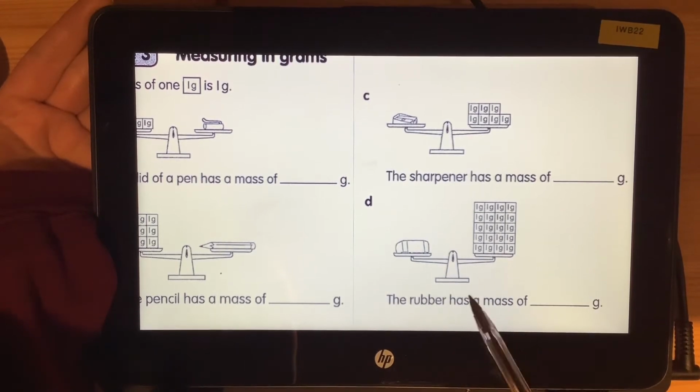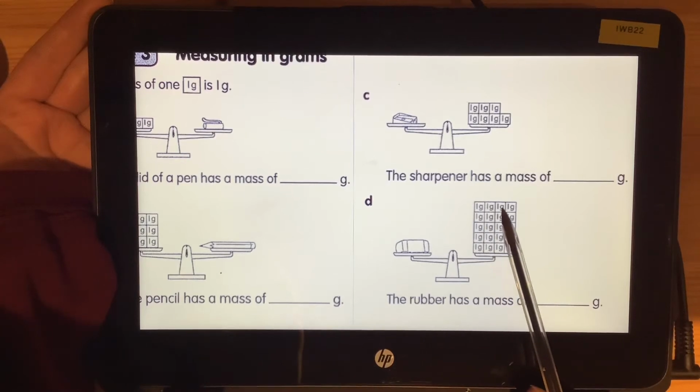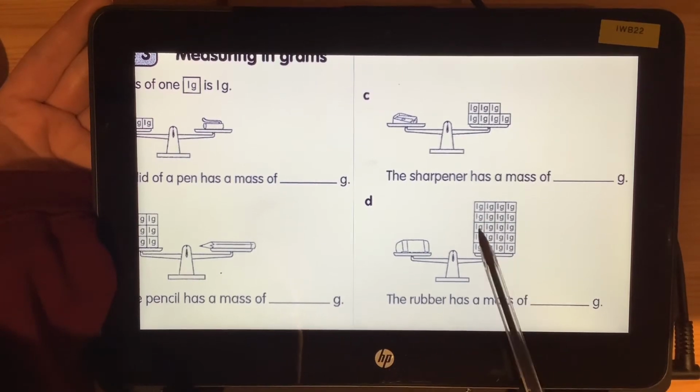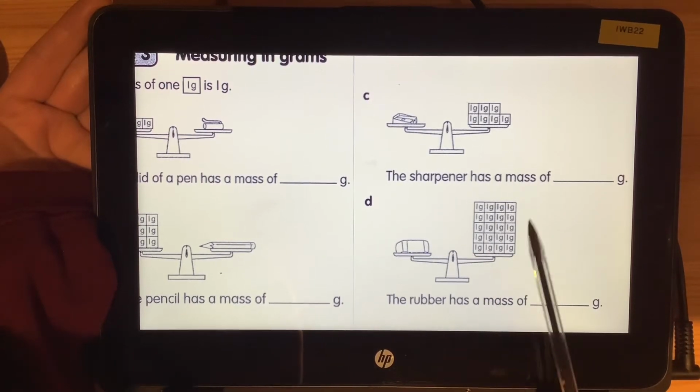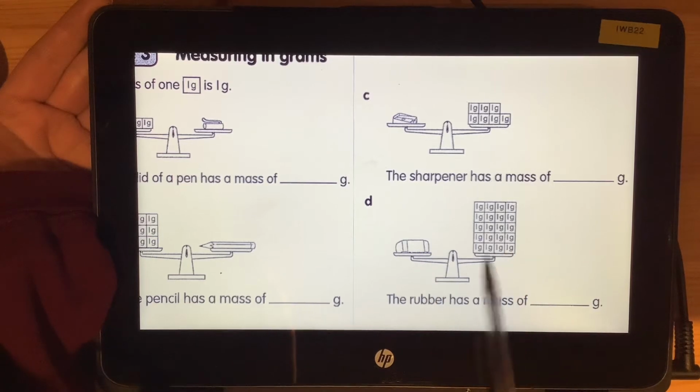Then for the rubber. This time we've got 1, 2, 3, 4, 5, 6, 7, 8, 9, 10, 11, 12, 13, 14, 15, 16, 17, 18, 19, 20. We have 20 grams this side. Now the scales are equal, they're balanced. So that tells me that my rubber has a mass of 20 grams.